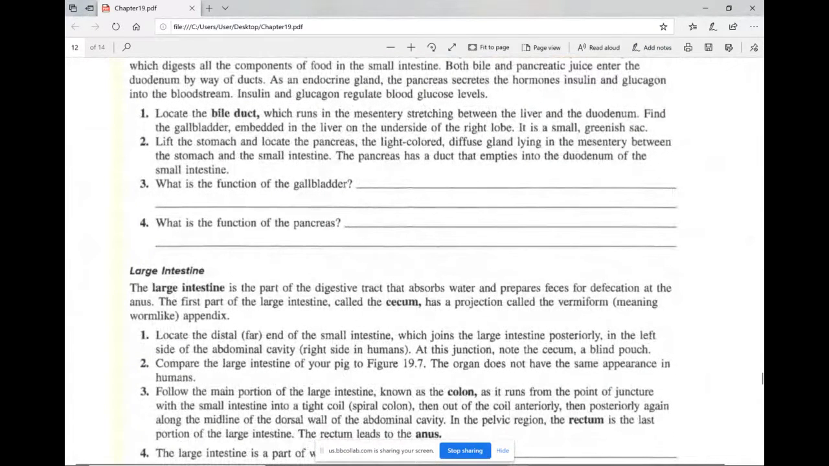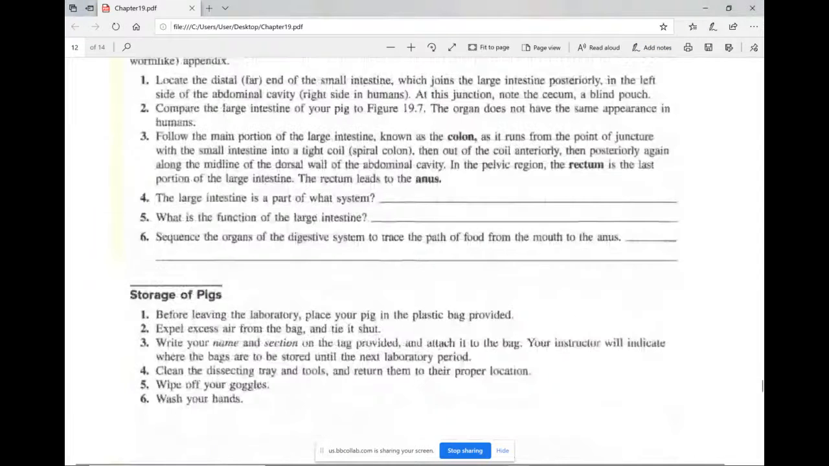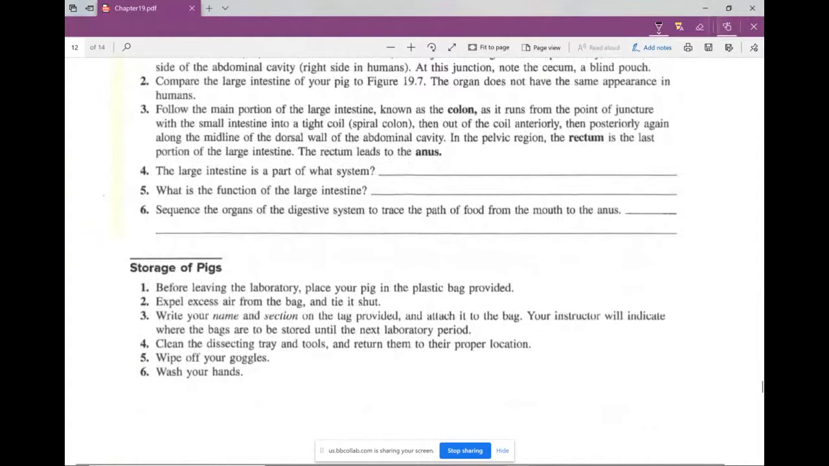What is the function of the gallbladder? Once again, I gave you the answer. What is the function of the pancreas? I also gave you the answer to that. So make sure you refer to the PowerPoints for that. The large intestine is part of what system? Of course, you also know the answer to that. What is the function of the large intestine? I also wrote that down for you.